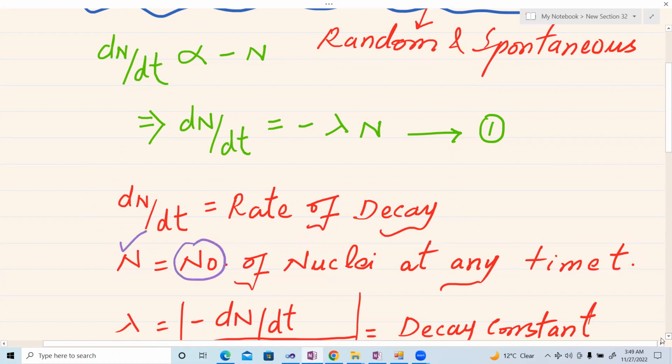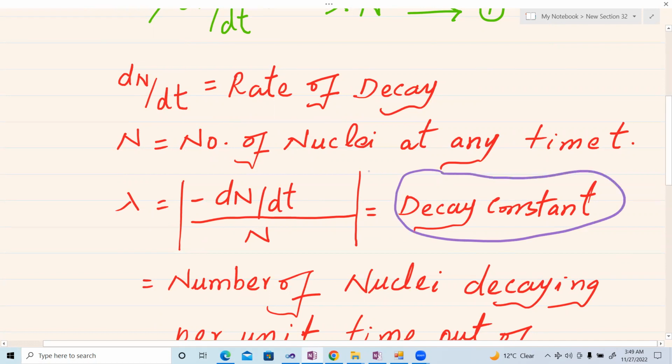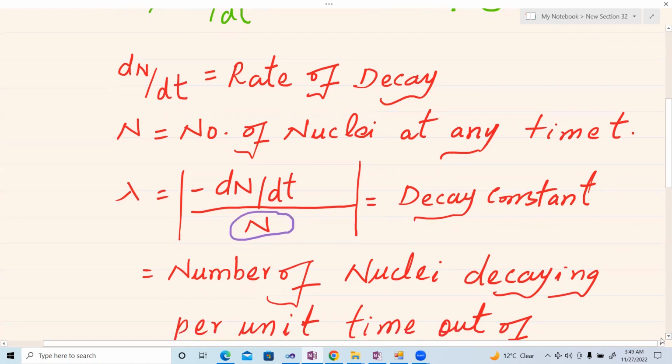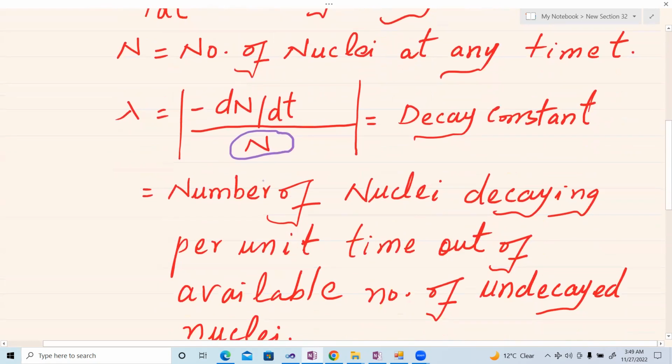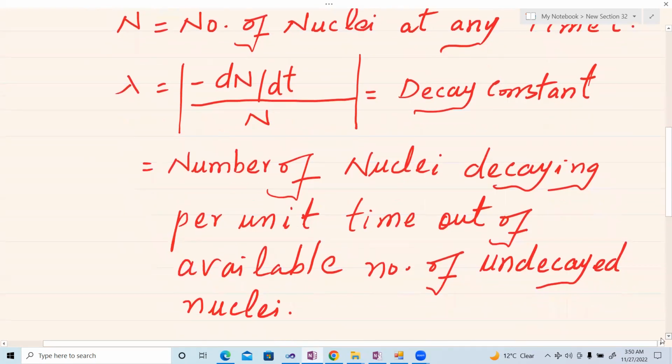Here lambda is the proportionality constant, which is specially named the decay constant, because this gives us information about the decay of the number of nuclei per unit time, per unit available number of nuclei for decay. So lambda is the number of nuclei decaying per unit time out of the available number of undecayed nuclei.